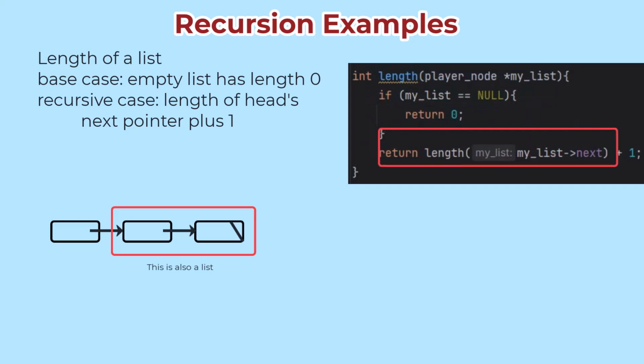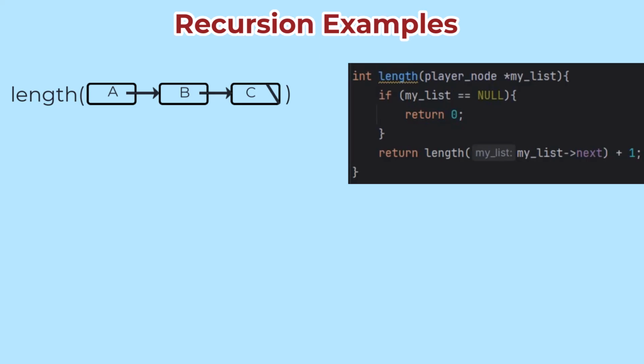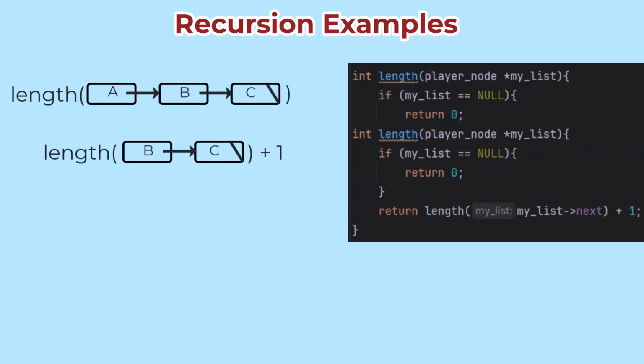Here's the base case, and here's the recursive case. To make sure we all see how this works, let's run through a quick example. If we draw a picture as if the whole list was the parameter instead of just a pointer to the list, suppose we call it on this list. Well, that's not the base case, so it will recursively call it on this list.